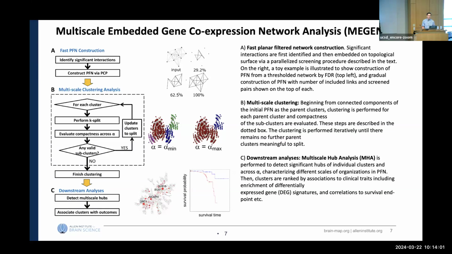Then his student took this and generalized the method, made it a little bit more powerful. One of the ways in which they improved it was that, instead of starting with a general graph where everything could be connected, they used an algorithm for constructing a fast planar filtered network. Basically, you're constraining the network to be embeddable on a sphere. That means it has to have genus 0, so the graph will be planar, okay?